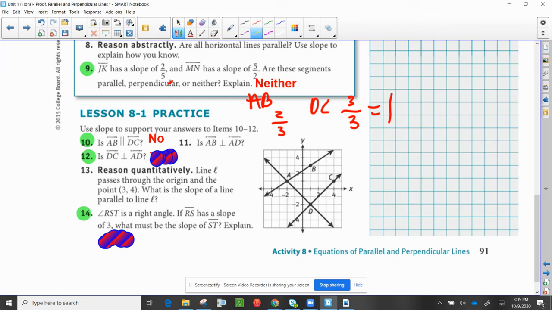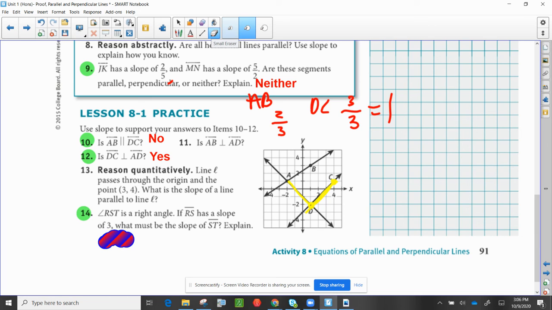Next, they want to know, is DC perpendicular to AD? Use those points, compare the slopes, and remember, perpendicular lines have to be opposite reciprocals. The answer there was yes. DC, we already found, had a slope of 1. And AD has a slope of -1. So 1 and -1 are opposite reciprocals.